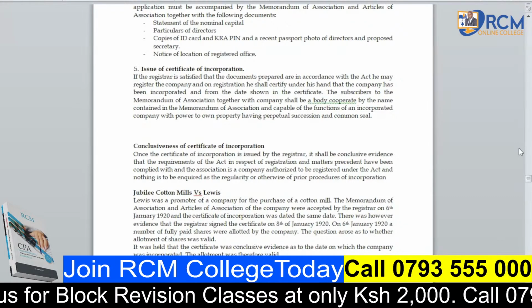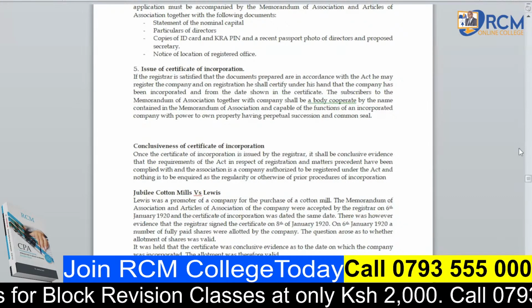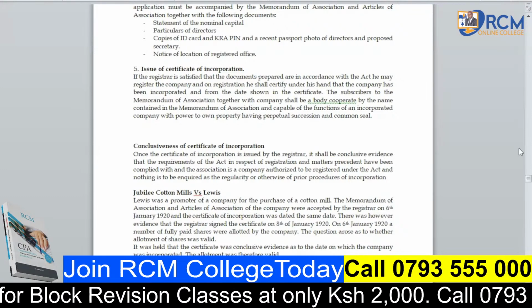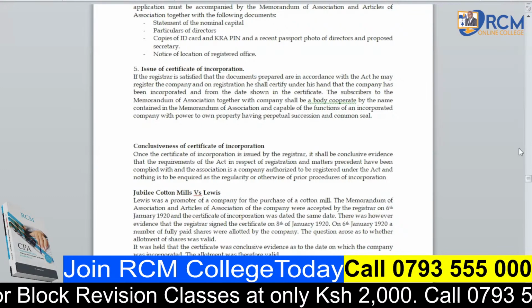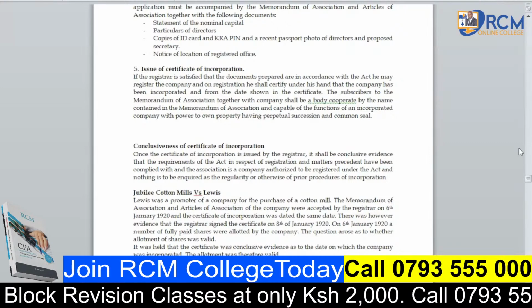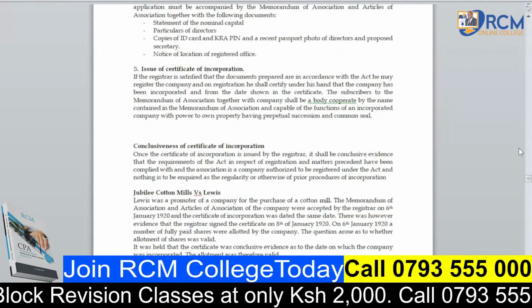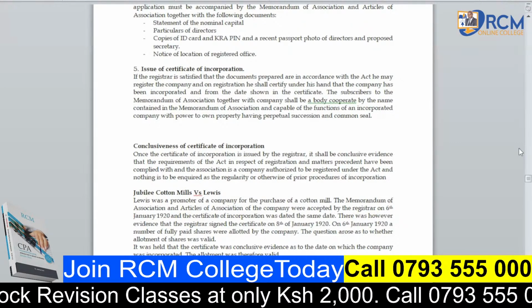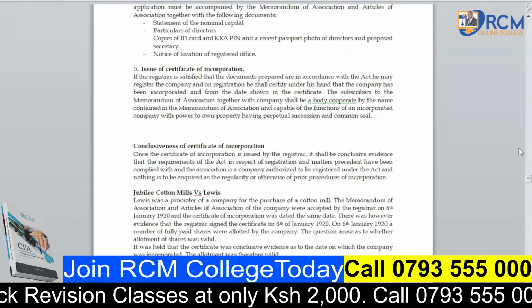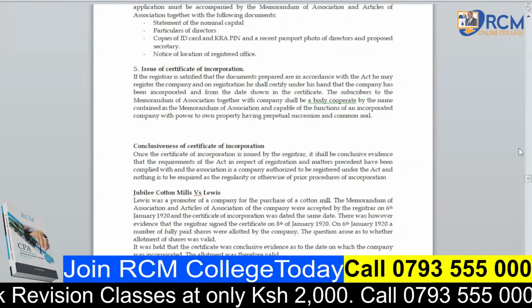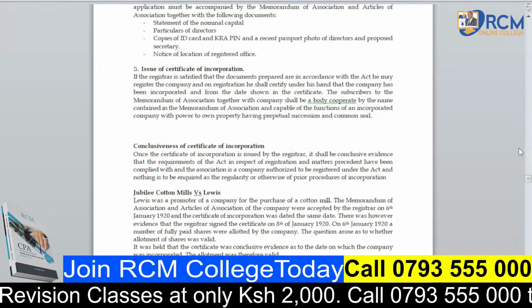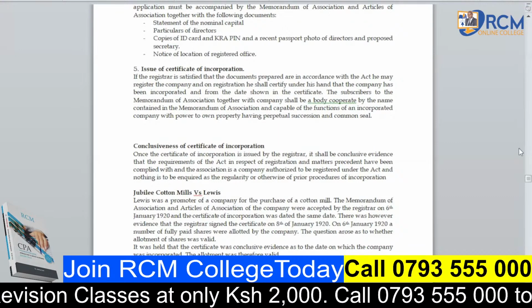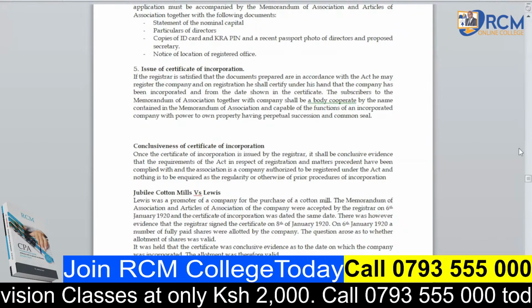So 8th of January is when the certificate of incorporation was actually signed. So 2 days later, even though the date on the certificate is 6th, it was signed 2 days later. On 6th of January, so you can see on that particular date that is indicated on the certificate of incorporation, something happened in the company.